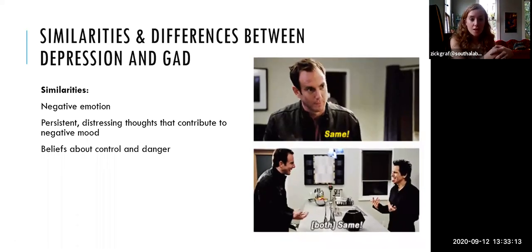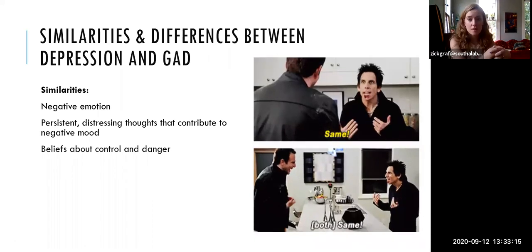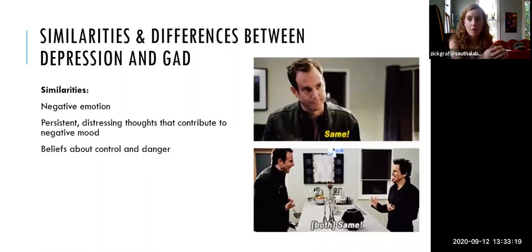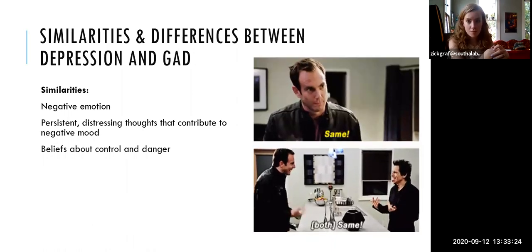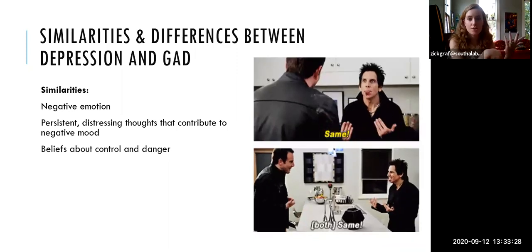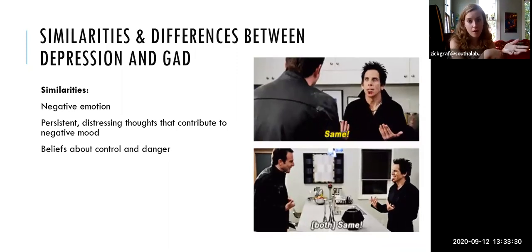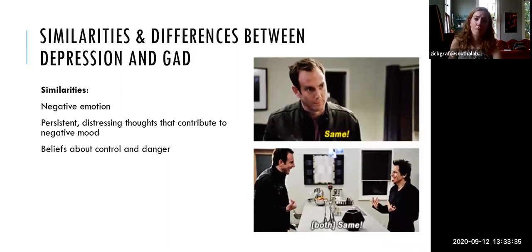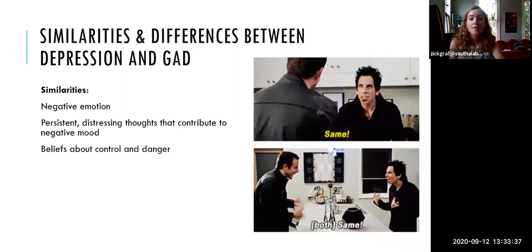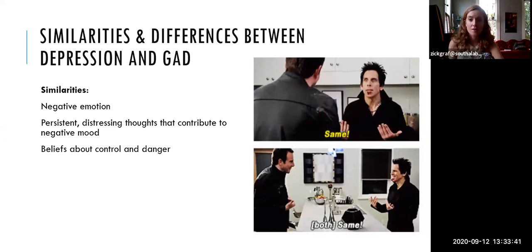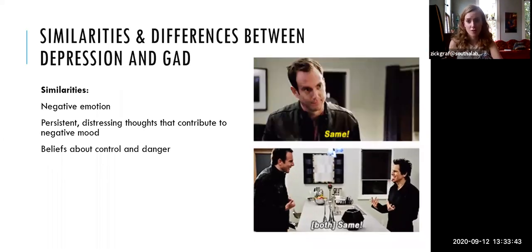Both depression and GAD are characterized by persistent depressing thoughts that worsen mood. In the GAD video, you talked about how the act of worrying makes people with GAD more anxious and makes them feel worse. Depression and anxiety, especially GAD, also share the same cognitive risk factors, beliefs about control and danger, and they also share a lot of overlapping biological risk factors too, to the extent that, as Dr. Kazanov said, most people who meet criteria for depression also meet criteria for GAD.